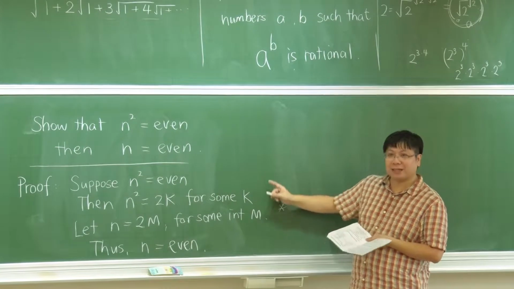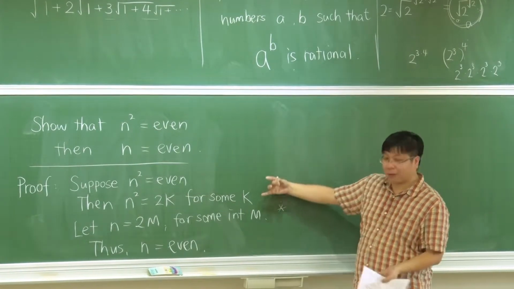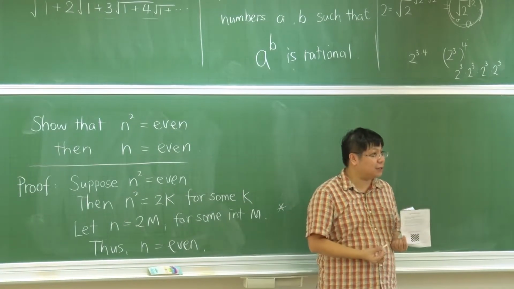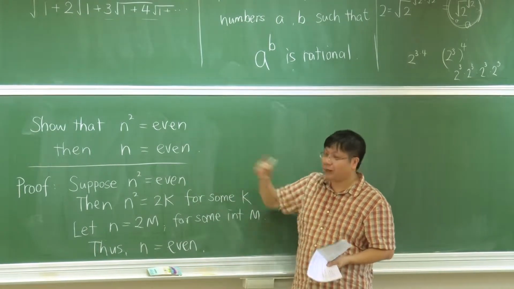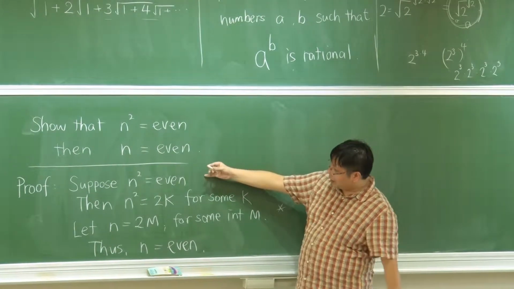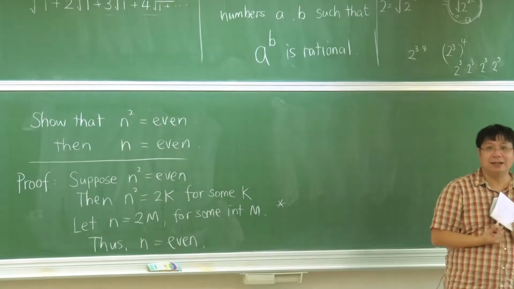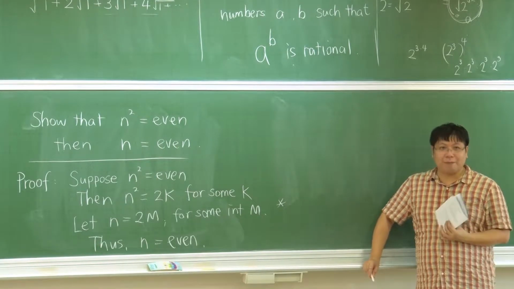Now, the first two parts don't have anything wrong. It's saying something correct. Suppose n squared is even. We can suppose this because we are showing P implies Q. So one of the strategies is direct proof. So we have n squared is even, and because of this, we have n squared is equal to 2k. So there's nothing wrong with the first two lines. What is the third line? It says let n is equal to 2m for some integer m.